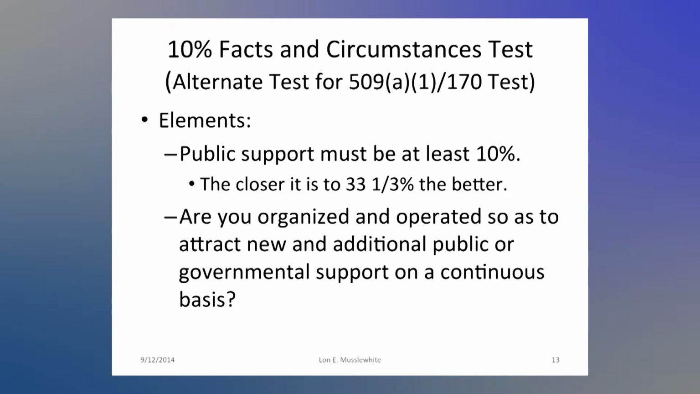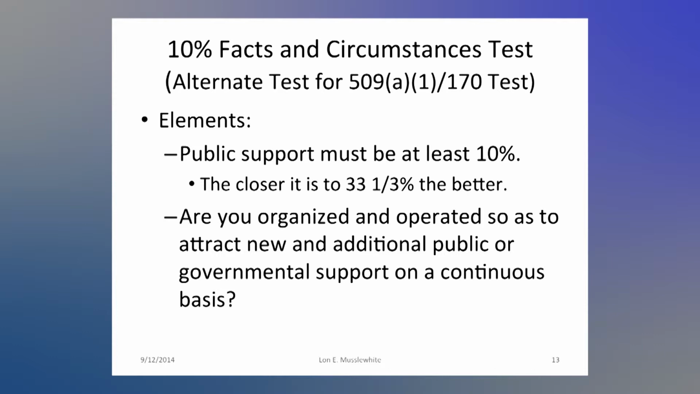With regard to the first test, the 509A1 test, there is a very significant alternate way in which you can still pass the 1/3 test if you do not actually achieve 1/3. Another way of saying that is, let's say you calculate on Schedule A that you do not achieve the 1/3 threshold. What are your alternatives here? And let's say you cannot achieve the 509A2 test, which we've just discussed. Well, there is something called the 10% facts and circumstances test. This test requires that your public support percentage be at least 10%, and I'll note that the closer that you are to 33 1/3%, the better.